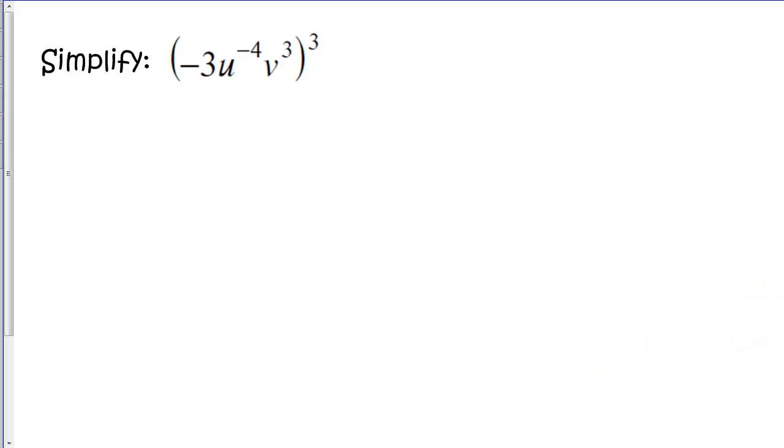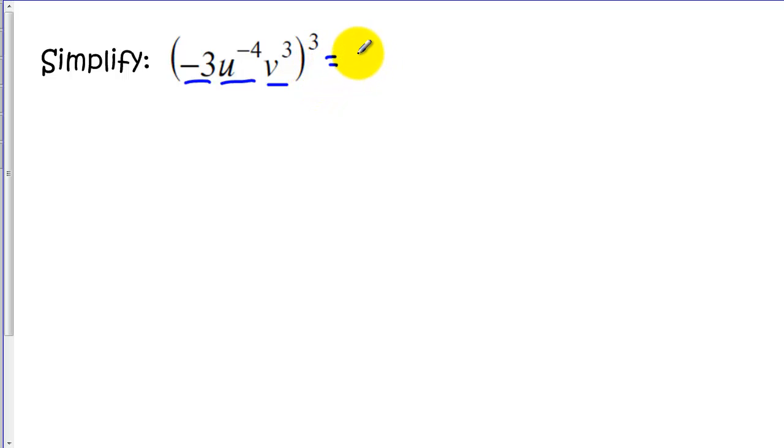So here's our first problem, and we have an expression inside of parentheses with a power. So we're going to use our power to a power rule. So we have to do a couple things. We have to apply this exponent of 3 to each of the terms, the -3, the u, and the v, inside the parentheses. And secondly, when we apply the power to a term that already has an exponent, remember from our exponent properties we will be multiplying.